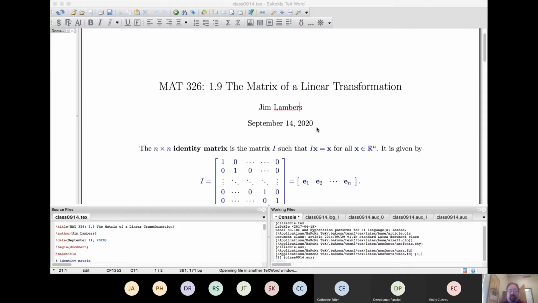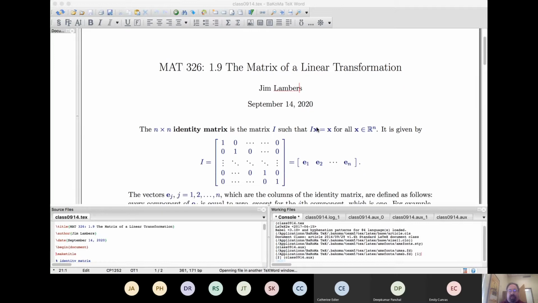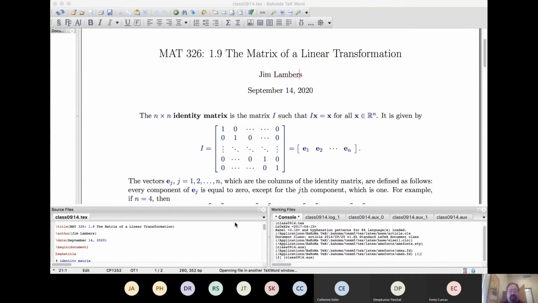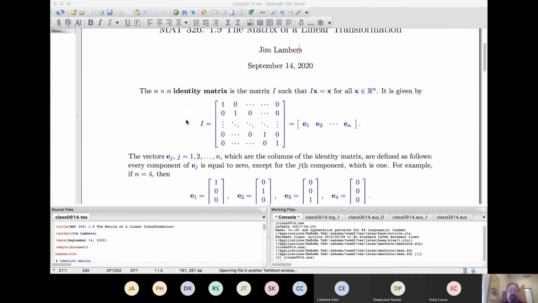All right, now I have to define some things for you to be able to talk about the matrix of a linear transformation, and we begin with one very important matrix, really the most important matrix of all.